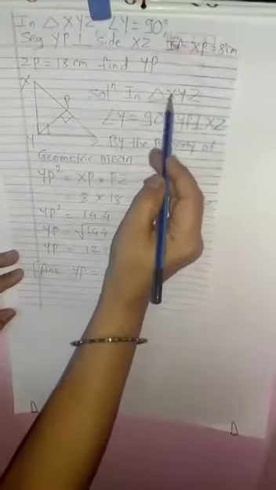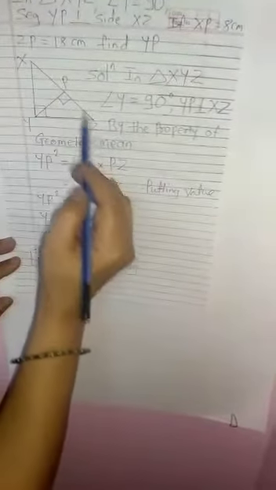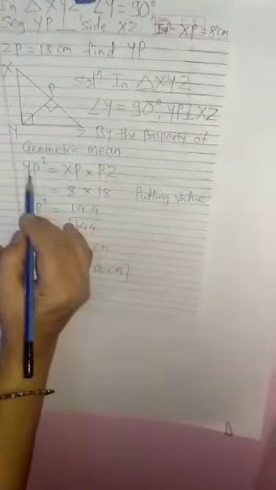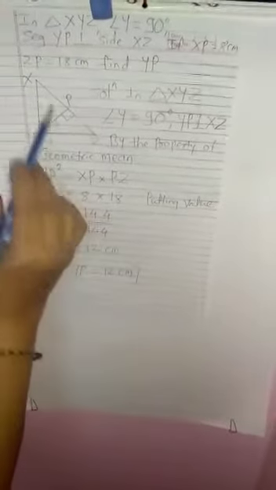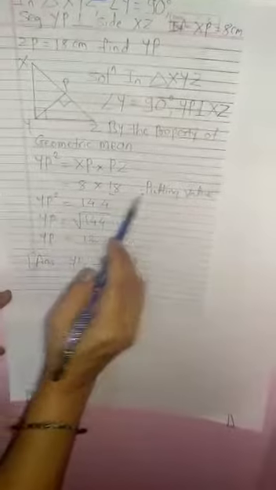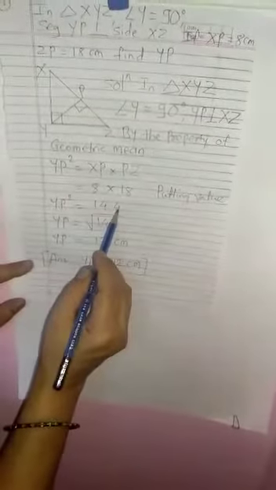Solution: in triangle XYZ, angle Y 90 degrees, YP perpendicular to XZ. By the property of geometric mean, YP square is equal to XP into PZ. XP is given 8 and PZ is given 18. So putting the values, 8 into 18, YP square is equal to 144.